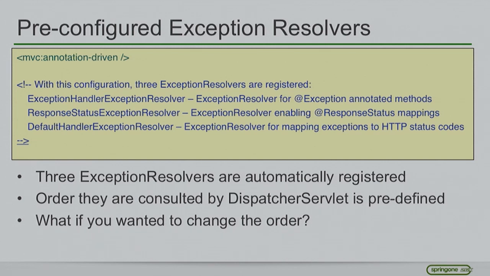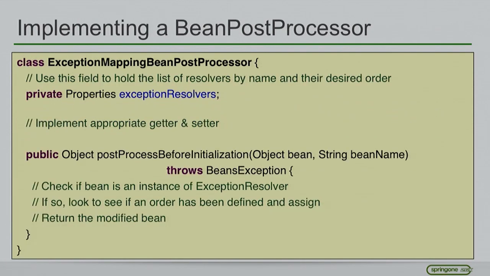So they're automatically registered. The order is the order they're consulted by the dispatcher servlet when it's handling exceptions, and the question is, what if you wanted to change that order? So that's the problem we're going to try and solve. Okay, anybody tried to do that before? Just out of curiosity? All right.